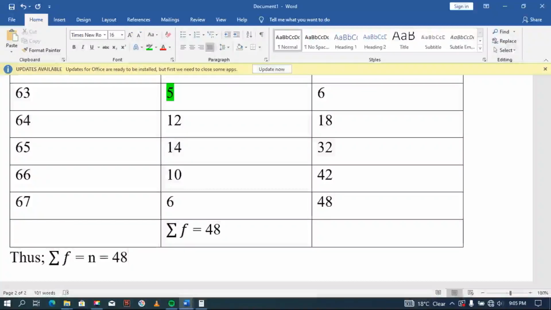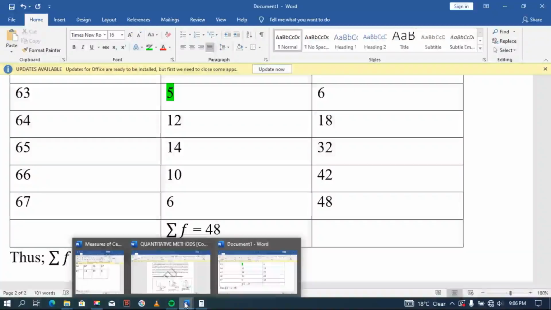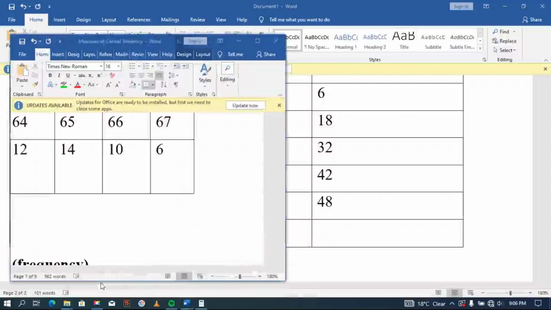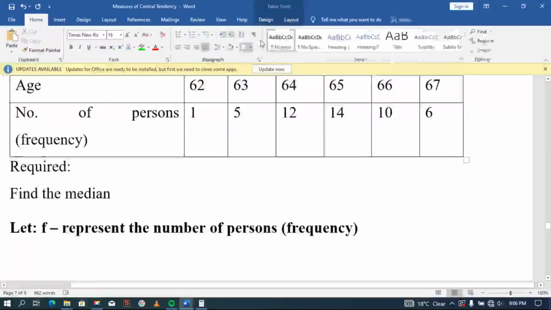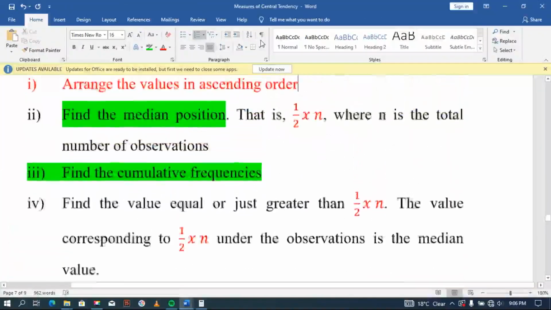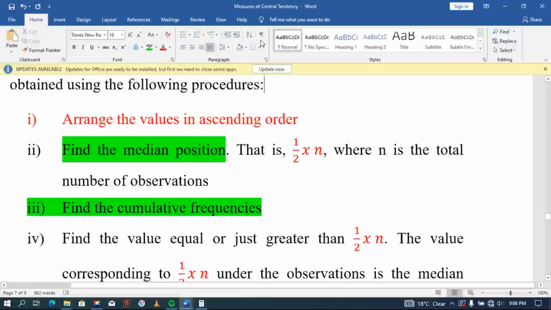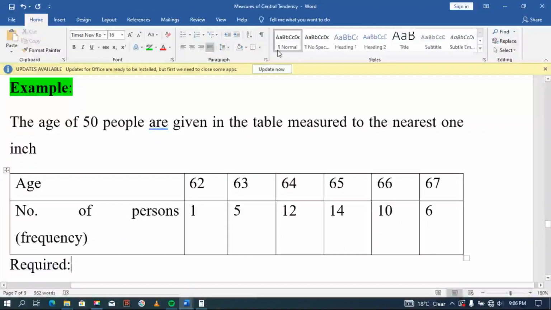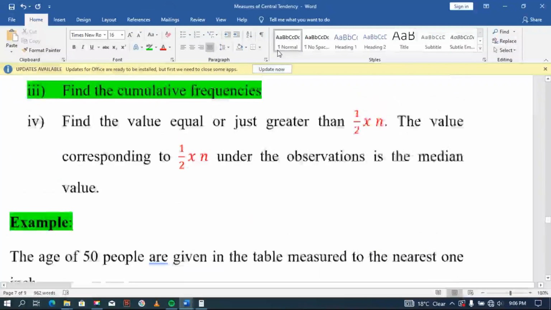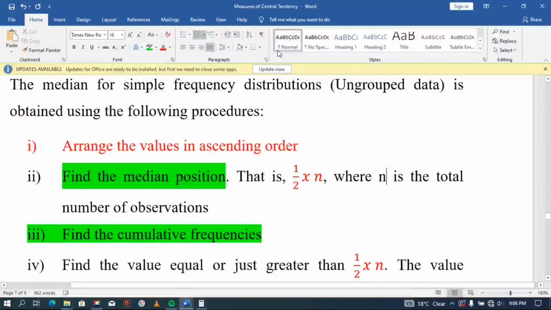Let's try to follow this to see the steps we've moved so far. The first step was arranging them in ascending order. We said the values were already in ascending order, as you observed: 62, 63, 64, 65 up to 67. So that was done. Then the next step was to find the median position.